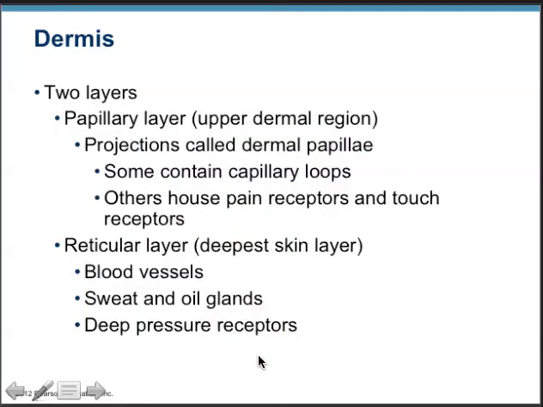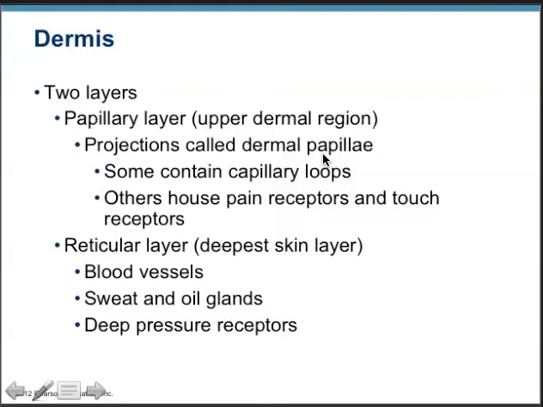So moving on to the dermis, we're getting deeper now inside the skin. There is a papillary layer, which is the upper dermal region, which contains projections known as dermal papillae. Some of these contain capillary loops, and others house pain receptors and touch receptors. The papillary layer has ridges at its surface that protrude into the stratum basale, the germinal layer, and that's what gives us our fingerprints, palm prints, toe prints, and the prints on the soles of our feet.